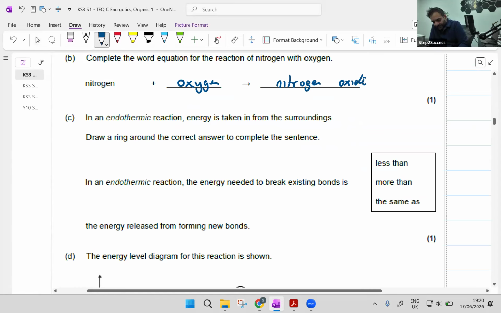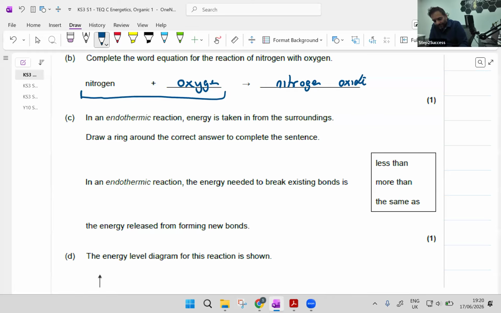In any chemical reaction, all the things on the left, we have to take in energy to break them up into little pieces. And then we make new things with them on the right-hand side. When we make new things, it releases energy. So energy is taken in on the left-hand side to break things, and energy is released on the right-hand side to make the new stuff.